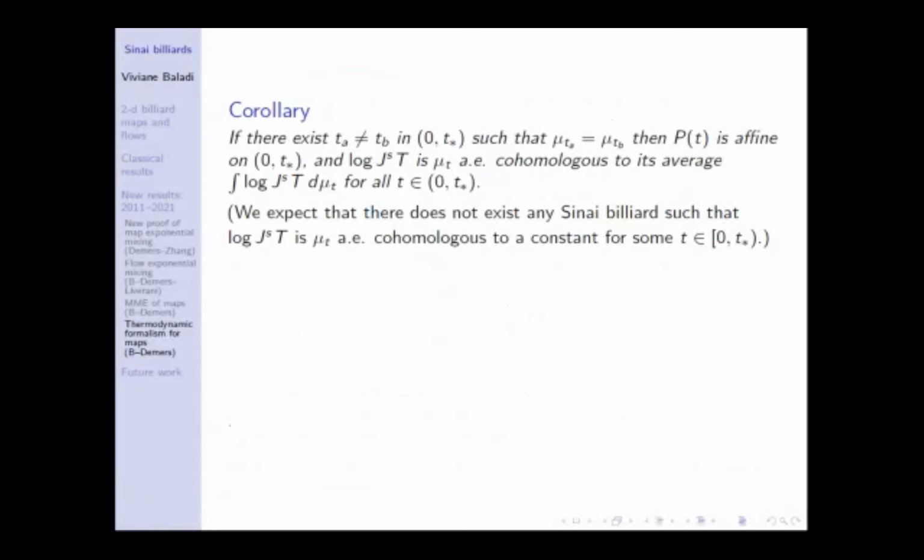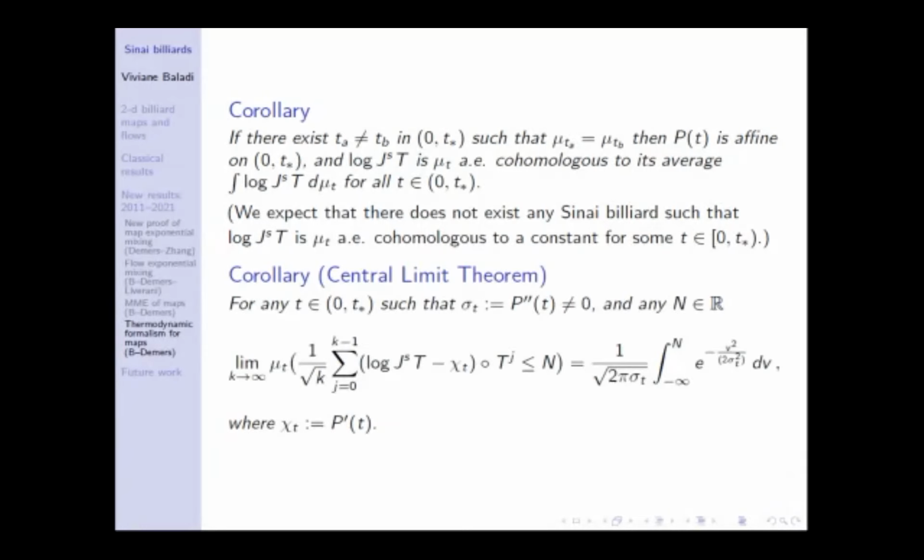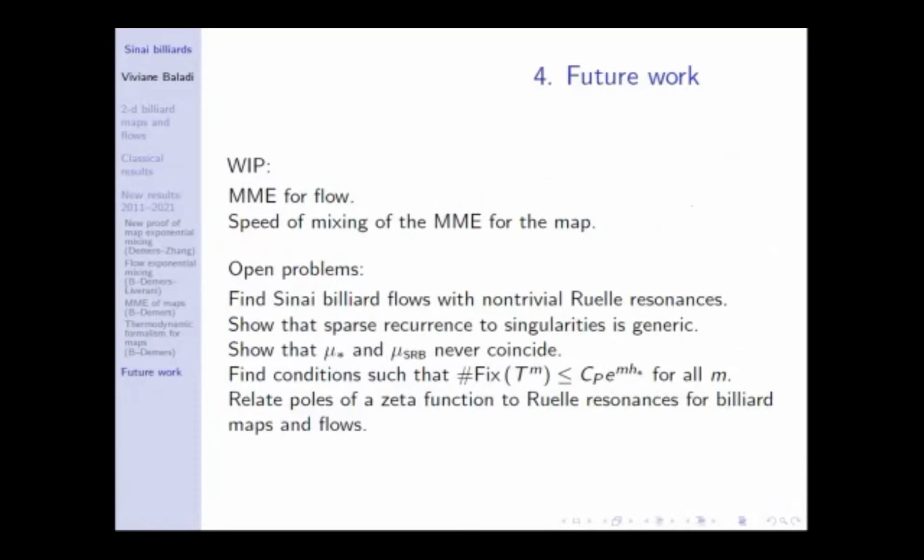What we can prove is that if it would happen, then we would have some very strong consequences: the stable Jacobian is basically constant. So I think that's all I want to say. I have a central limit theorem, but maybe I'll skip it.